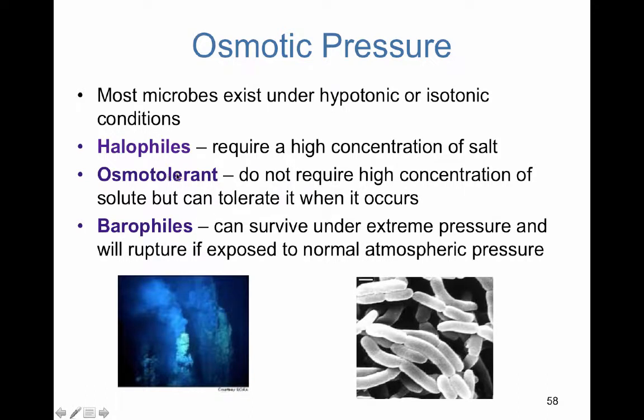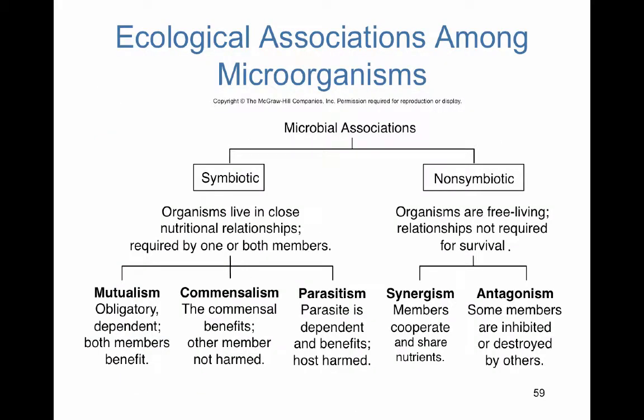barophile, different with regards to osmotic pressure, but these guys under high ATM or high atmospheric pressure levels, like 3 miles down, right, in the ocean, can survive under extreme pressure and actually will rupture if you take them out of that particular environment. Now, since we're on the topic of nutritional requirements, it's good to point out this notion of microbial association, specifically symbiotic ones.